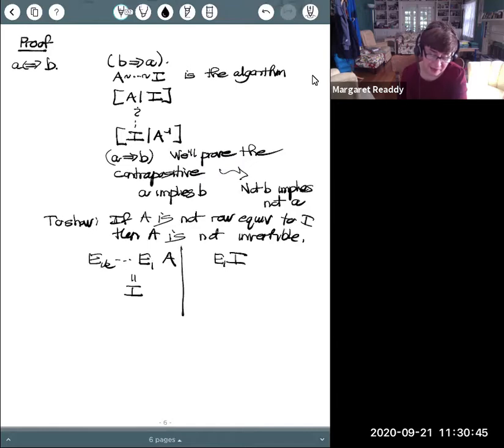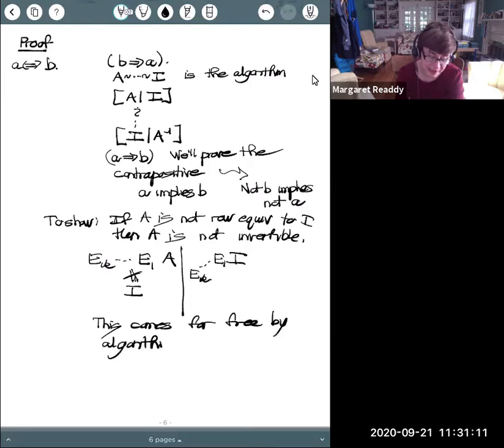I didn't give myself very much space. We were doing the same thing to the identity. But the problem is that if at some point this is not equal to the identity, then that actually says you can't invert it. So let's just say again, this was the algorithm. This comes for free by the algorithm. So hopefully you realize that A being invertible is equivalent to being row equivalent to the identity.